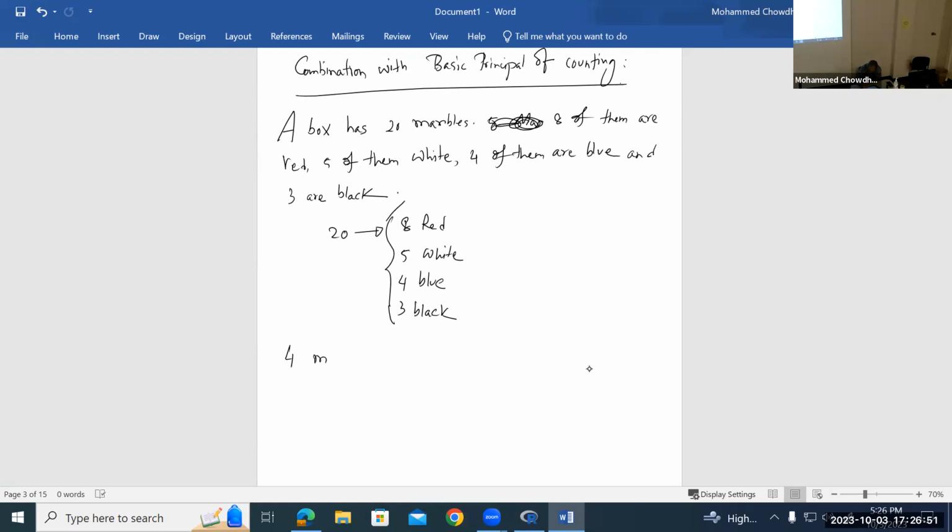So now 4 marbles are randomly picked. How many ways can 4 marbles be picked? This is the first question, okay? How many ways can 4 marbles be picked? This is 20 choose 4, okay?